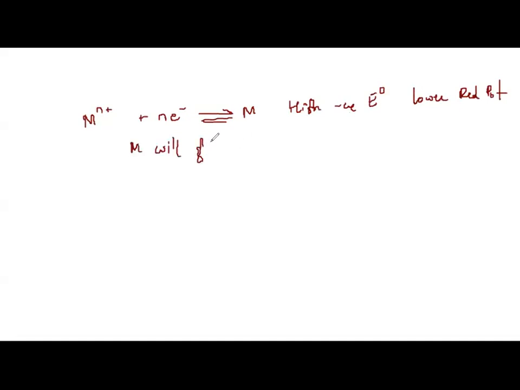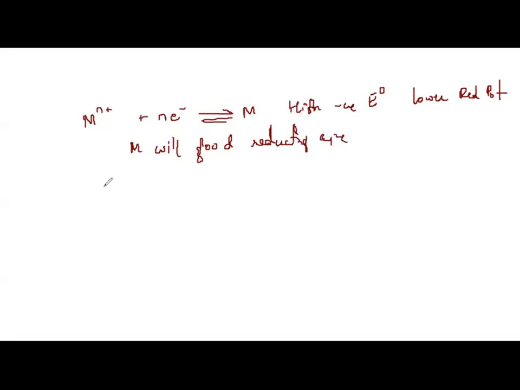So if the reaction given is Mn plus plus n electrons forming M, a high negative value of E naught means what? It indicates lower reduction potential. That means M will be a good reducing agent. So lower the reduction potential, better the reducing agent.